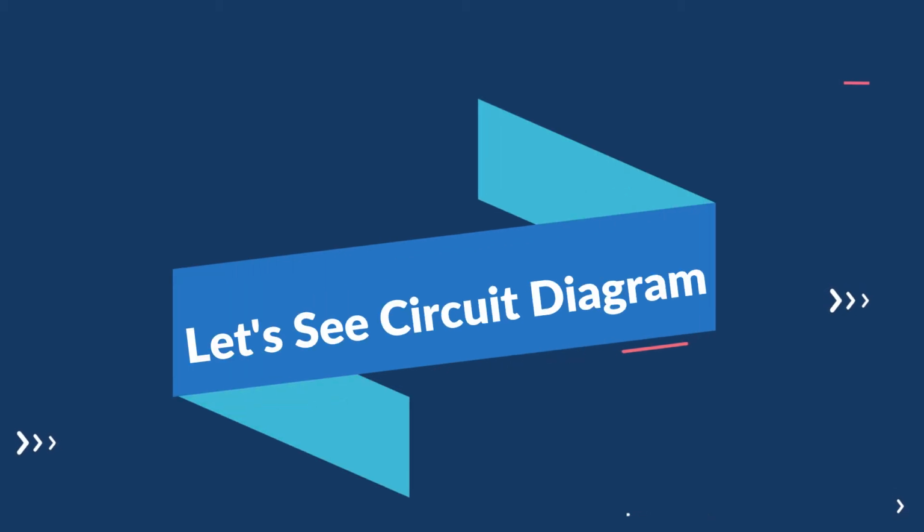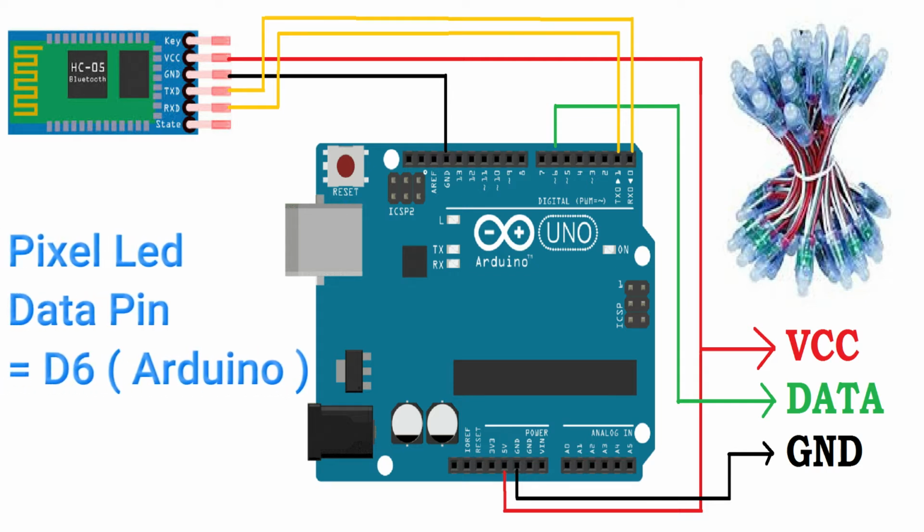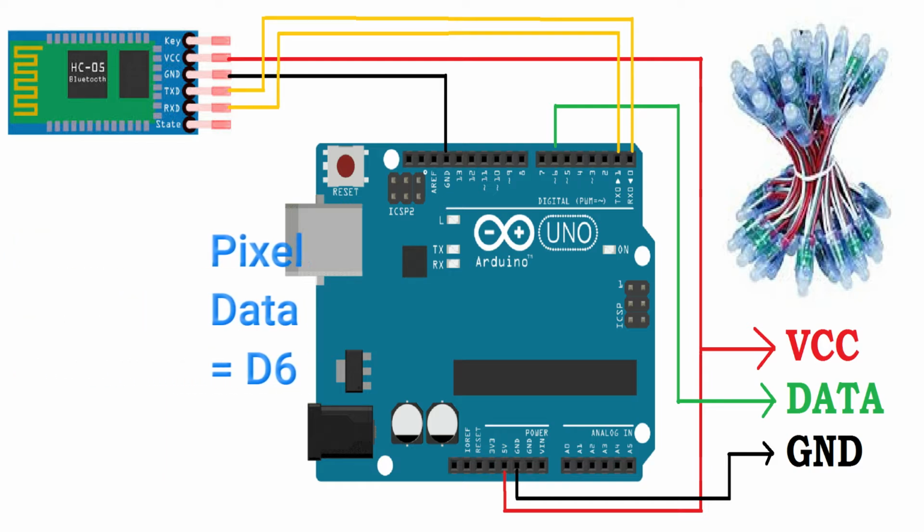So now let's do the circuit diagram. In the circuit diagram, you can see that the pixel LED data pin is connected to the D6 pin of Arduino. This means the D6 pin of Arduino gives the output data to our pixel LED.